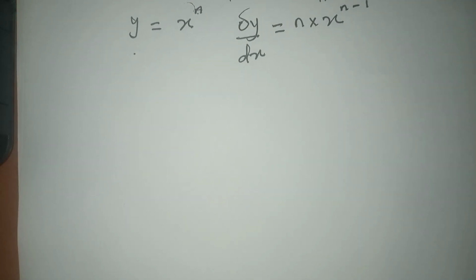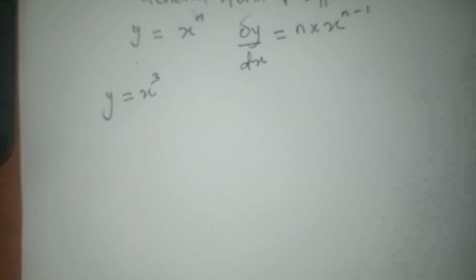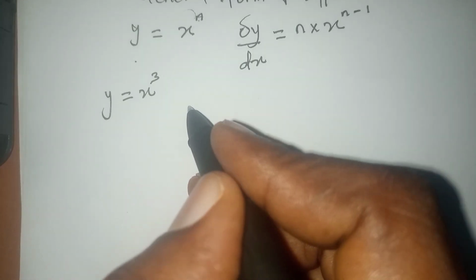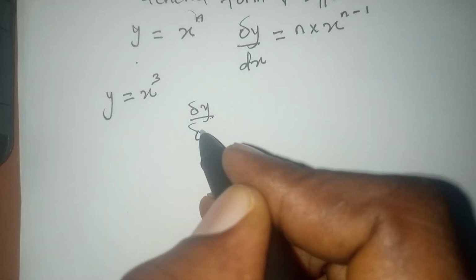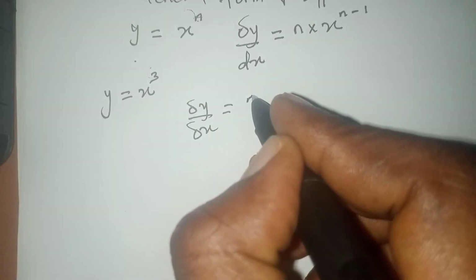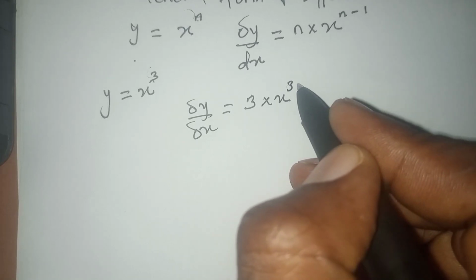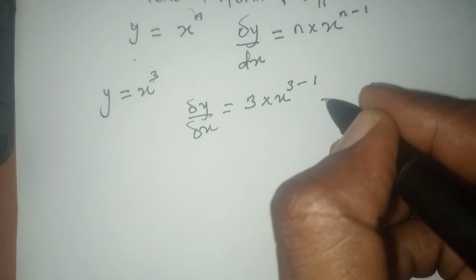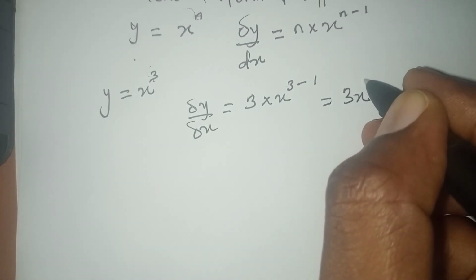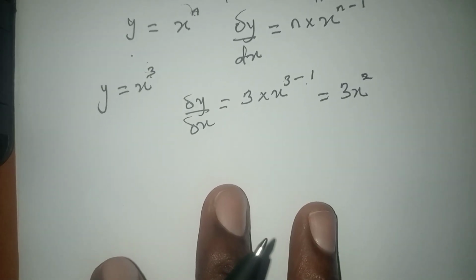All right. So now let's look at an example here. Let's say we have y equals x raised to power 3. This is a simple example. Now, if we apply the general form, dy dx is 3. This 3 is going to come down and multiply as 3 times x raised to power 3 minus 1. So that will be 3x raised to power 2, as simple as that.